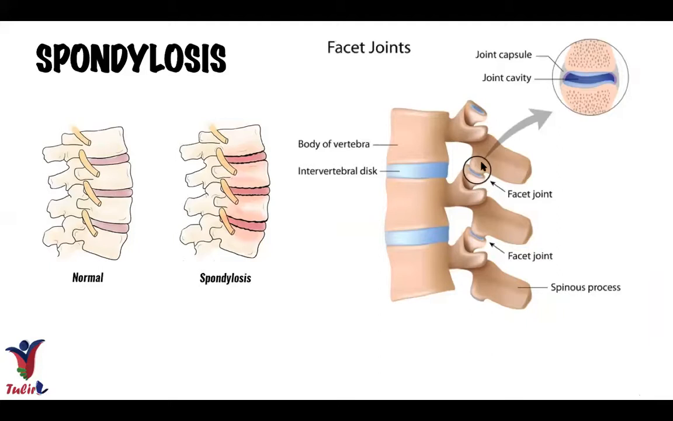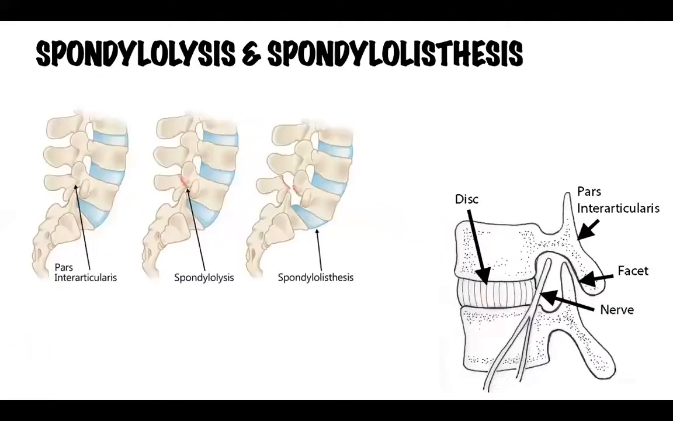Facet syndrome is nothing but, okay, this is the vertebra. There is one joint called the facet joint. This is the place where the vertebrae get interlocked. It can lead to arthritis of the facet joint as well, with spondylosis. And there is a term called spondylolysis. This is an anatomical defect actually.